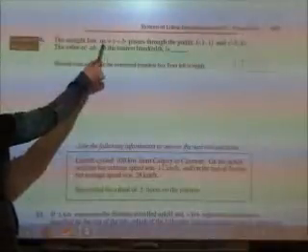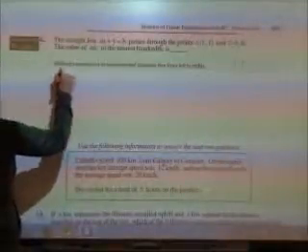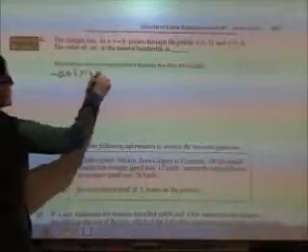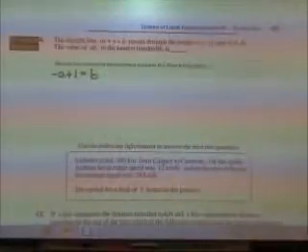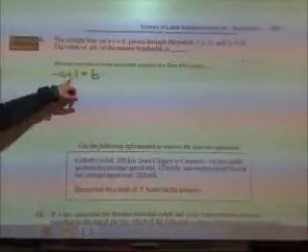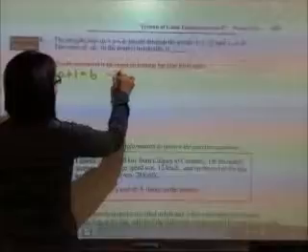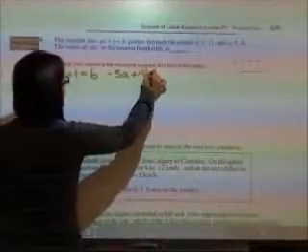Response. The straight line ax plus y equals b passes through the points (-1, 1) and (-5, 4). What's the value of a and b? If I substitute this point into this equation, I get -a plus 1 equals b. If I do the same thing with the point (-5, 4), I get -5a plus 4 equals b.